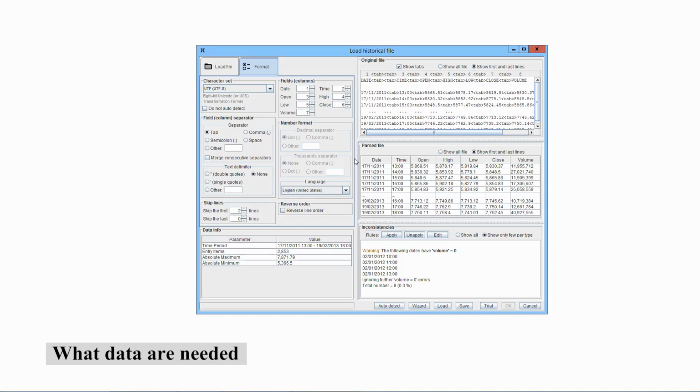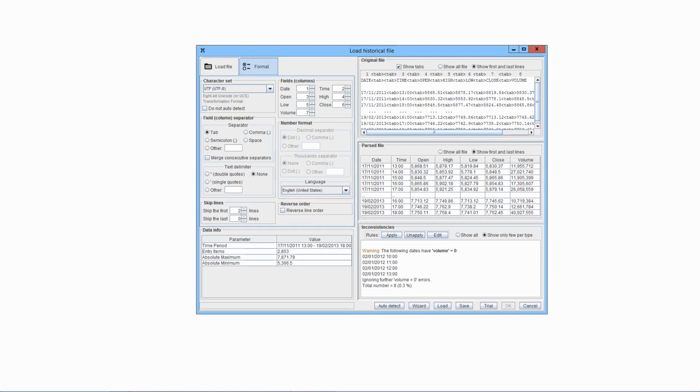Trading Conceiver works at its best if the historical data include the following: date, time, open, high, low, close, volume. The listed data are the only ones that Trading Conceiver uses. If the file contains further data, those are ignored. Examples are the ticker or the variation from the previous entry.